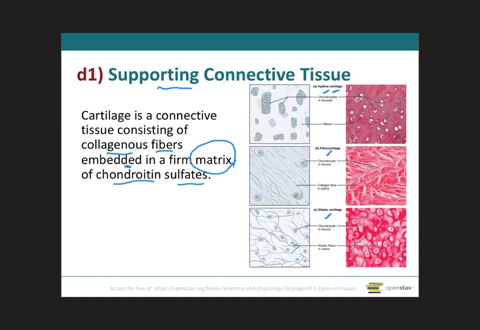Fibrocartilage is tough because it has thick bundles of collagen fibers dispersed through its matrix. Menisci in the knee joint and the intervertebral discs between the vertebrae are examples of fibrocartilages.